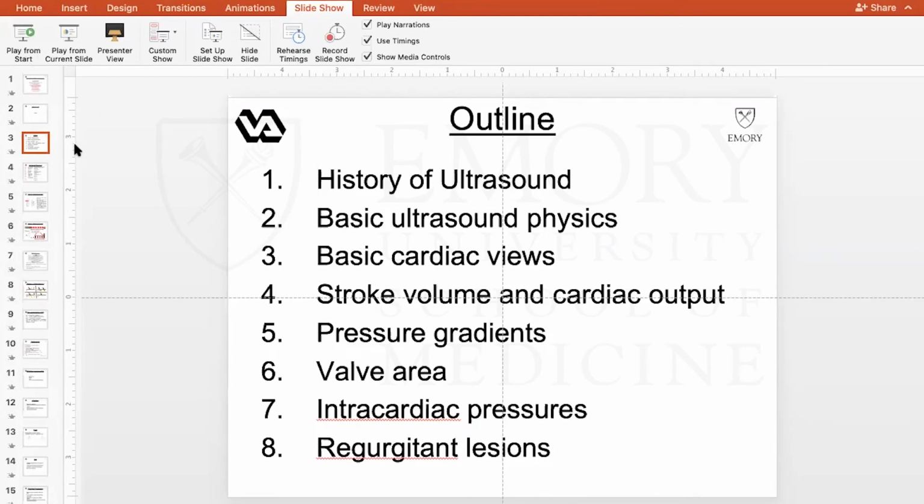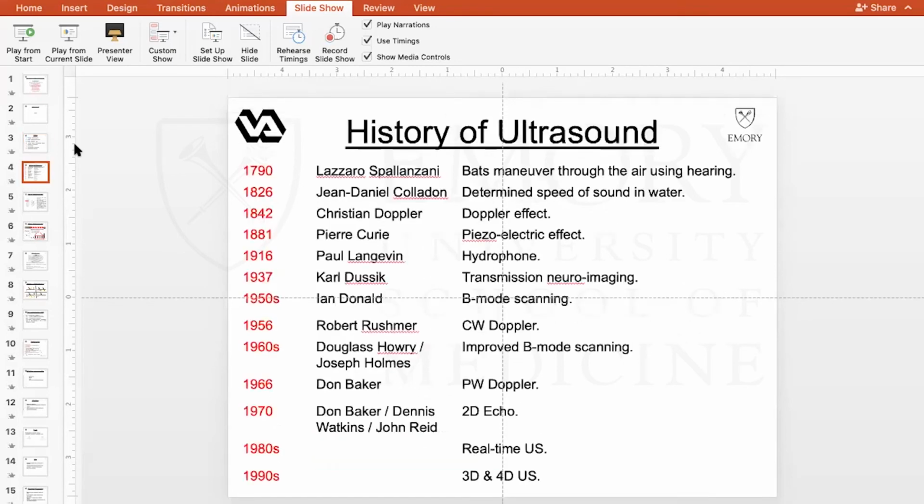We're going to briefly talk about the history of ultrasound, some basics of ultrasound physics that we went through, basic cardiac views, how to calculate stroke volume and cardiac output, and a little bit about pressure gradients. There's stuff in there about regurgitant lesions. I think you guys should have this PowerPoint. If you don't have it, I can give it to you. There's some stuff in there that you can read and calculate by yourself as well.